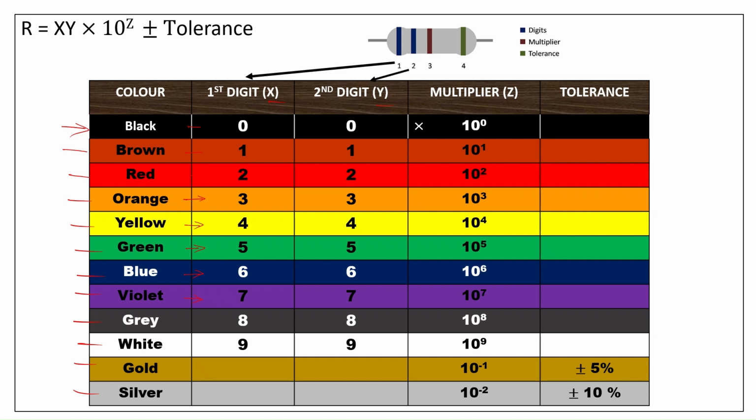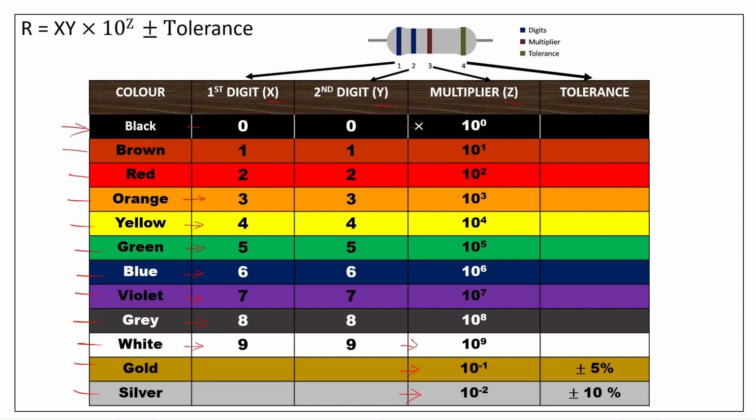For violet, 7. For gray, 8. For white, 9. Now for the third band, that is the multiplier band. We can write it in the form of 10 to the power z. That is, 10 to the power 0, 1, 2, and so on up to white, which is 10 to the power 9. Gold is 10 to the power minus 1. And silver is 10 to the power minus 2.